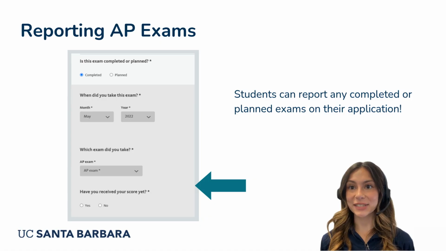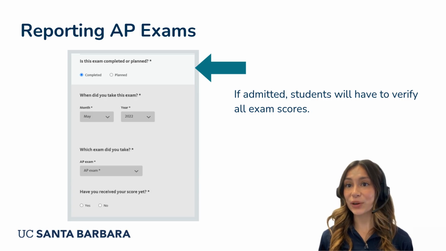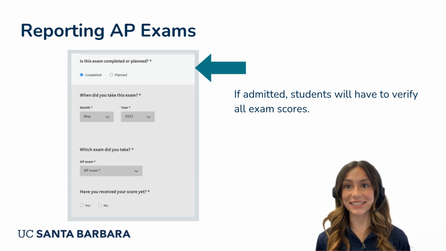For each exam, select whether it is completed or planned. Then, select the month and year that you plan to take or took the exam. Report the subject area and whether or not you have received your score. If you have received your score, you have the option of reporting it here. If you have not yet received your score, be sure to select the appropriate checkbox before moving on. If admitted, all students will need to verify their completed or planned exam scores as listed on the application.